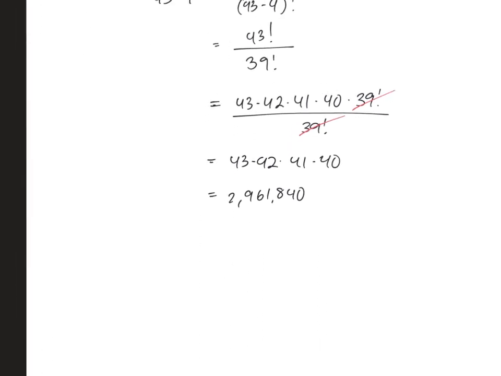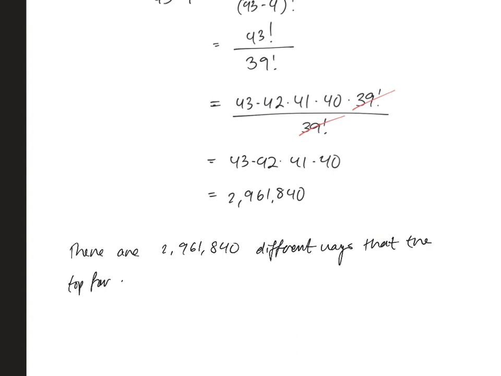So our answer would be, there are 2,961,840 different ways that the top 4 finishers could occur.